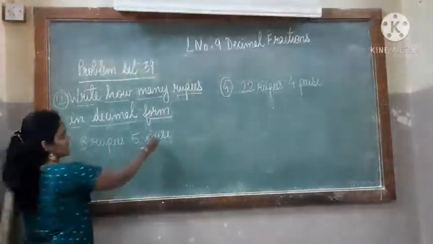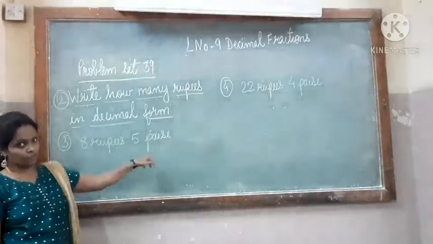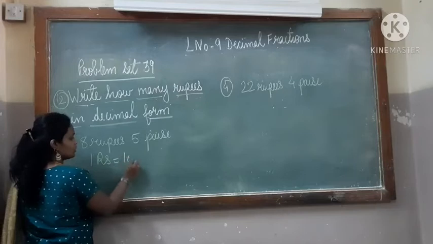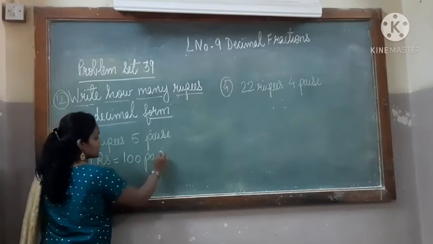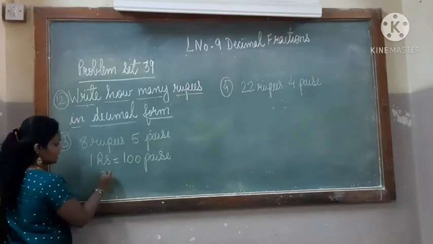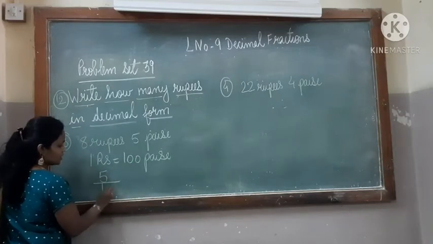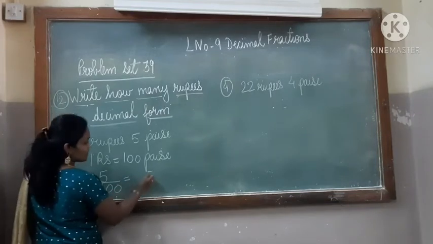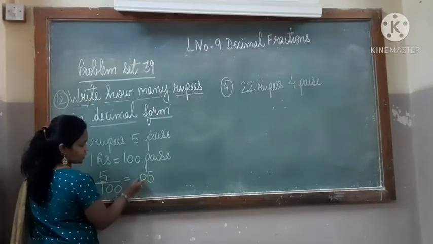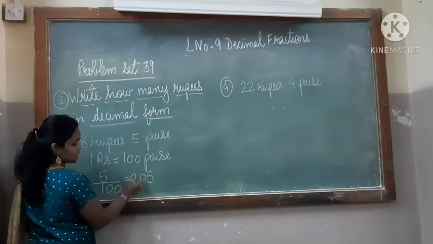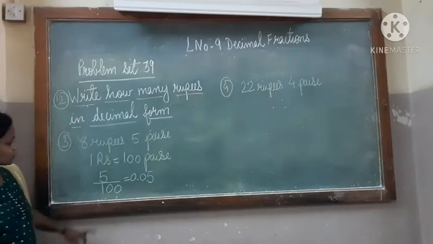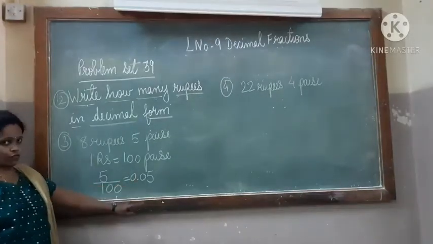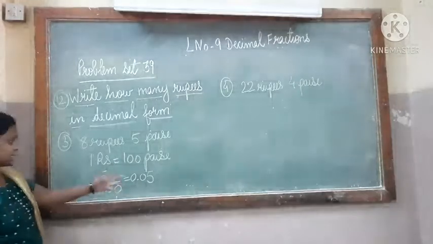Here you are going to do the calculation because here they have given us 5 paise. So we all know that 1 rupee is equal to 100 paise. So we are going to write 5 upon 100. If you want to put the decimal point, how are you going to put it? After 2 digits. So we get the answer 0.05, because when we divide 5 by 100, we get 0.05. We have already learned how to put the decimal point.